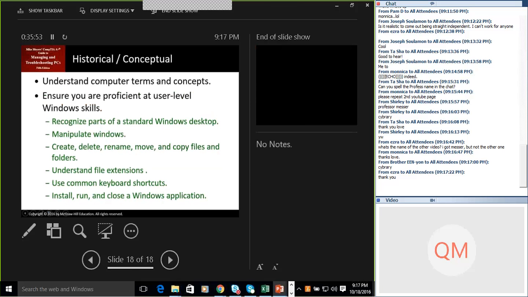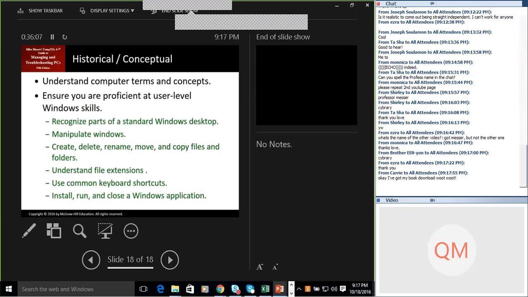So the historical and conceptual stuff is about understanding computer terms and concepts. So you need to be able to ensure that you're proficient at a user level for Windows. So recognizing parts of a standard Windows desktop, manipulating Windows, creating, deleting, renaming, moving files, copying files and folders, understanding file extensions. Is there anybody in here that doesn't know what a file extension is?